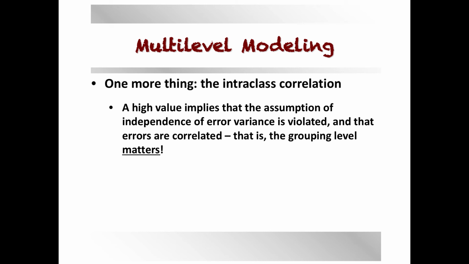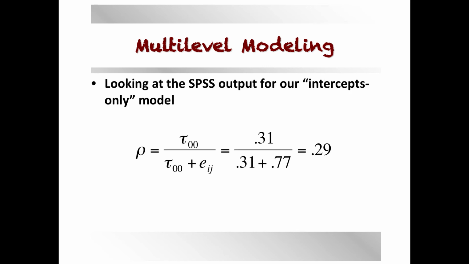In this case, you should separate these skiers into the different ski run groups and not treat them all the same. So for this example, here's your formula. You have these numbers already. You're going to take your tau 0,0, put it on top and bottom, and then you take your e_ij, which is your error term, 0.77. I'll show you where to find these in SPSS. You're going to get a 0.29 for this example.